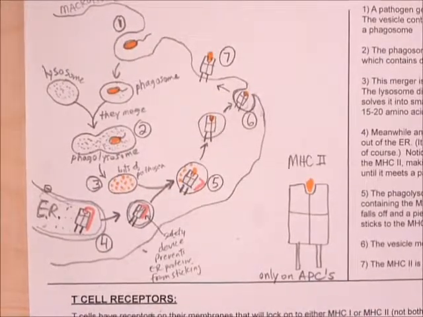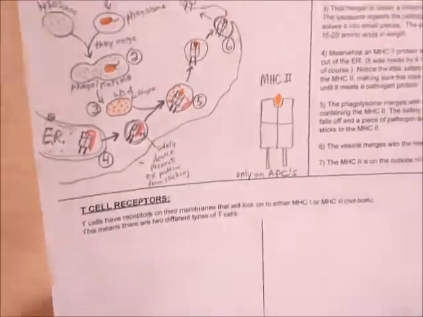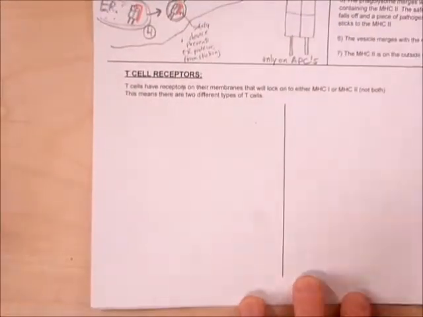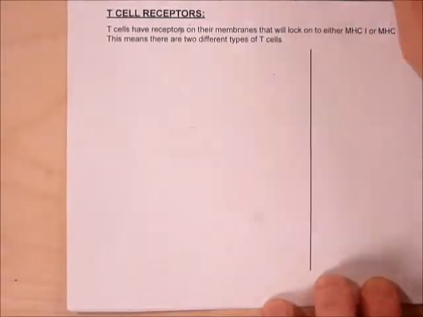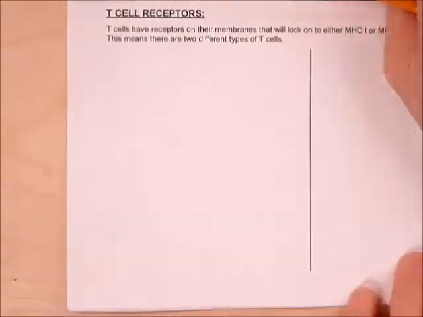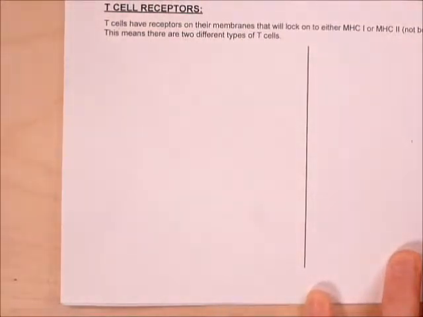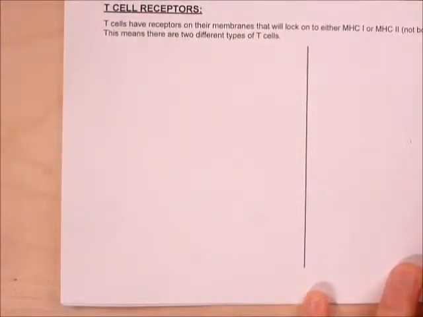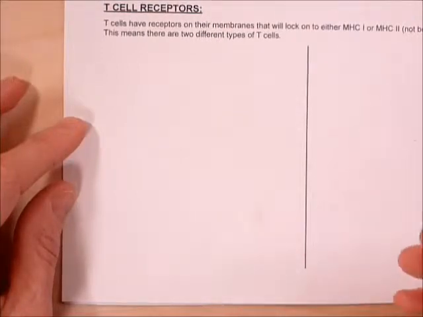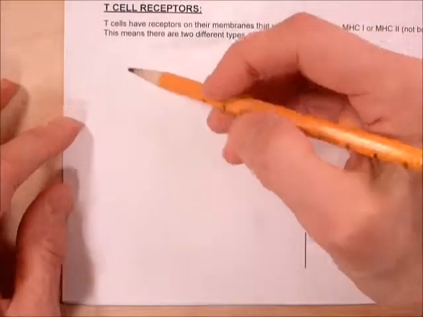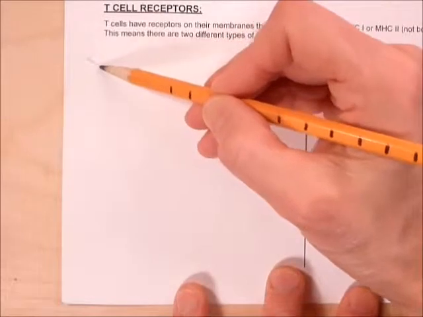Okay, so let's go down here and look at T cell receptors. T cells have receptors on their membranes that will lock on to either MHC1 or MHC2, not both. This means that there are 2 different types of T cells. And when T cells mature, they become one or the other. So you need both. So we're going to look at the 2 different types of T cells. On this side, we're going to look at a CD4 cell.